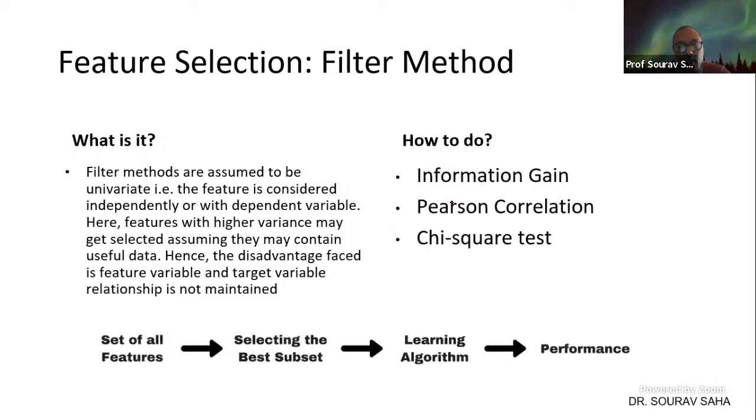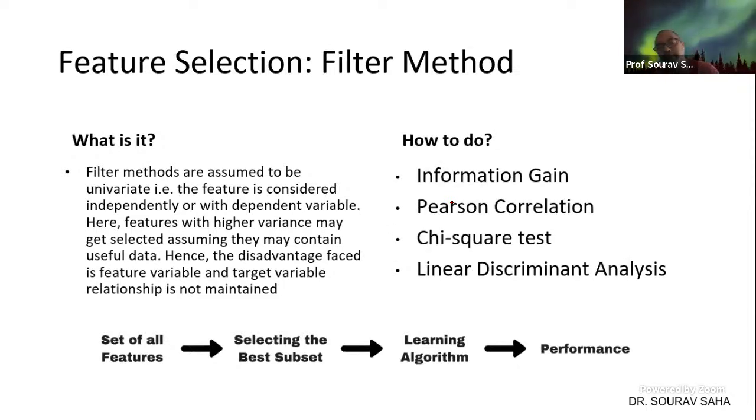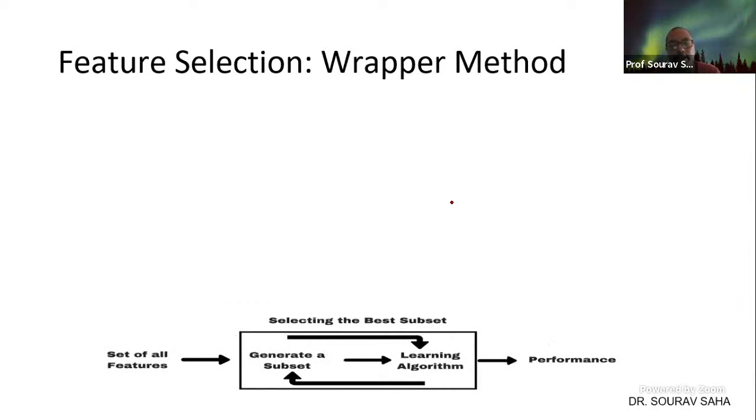So that is one. And these are some of the examples: information gain, Pearson correlation, chi-square test, linear discriminant analysis, LDA. So that was the filter method.